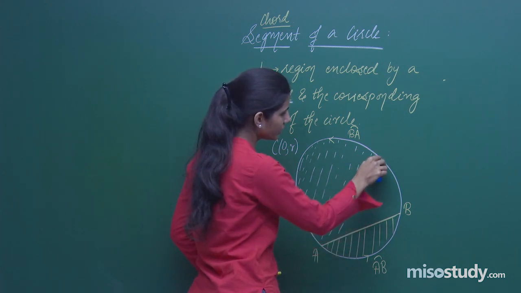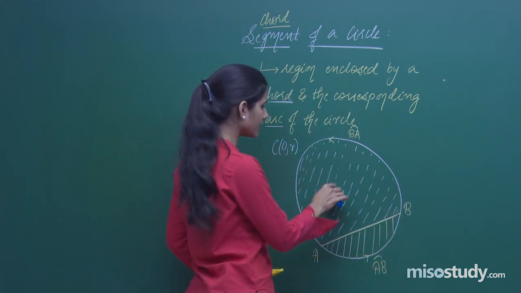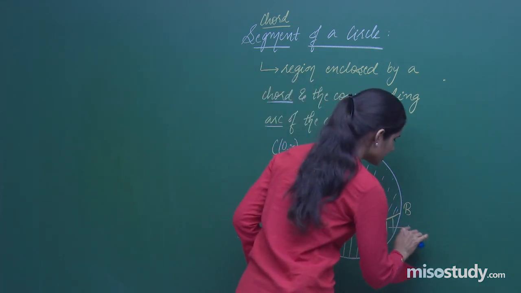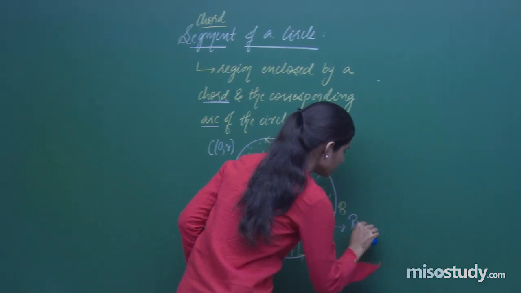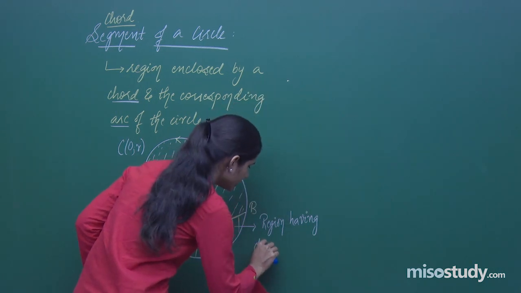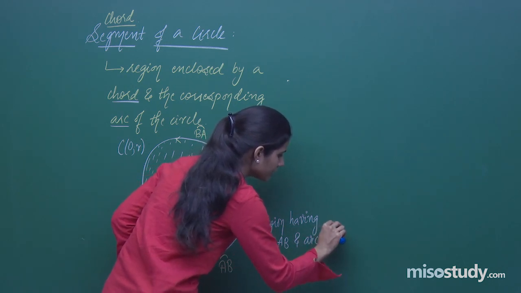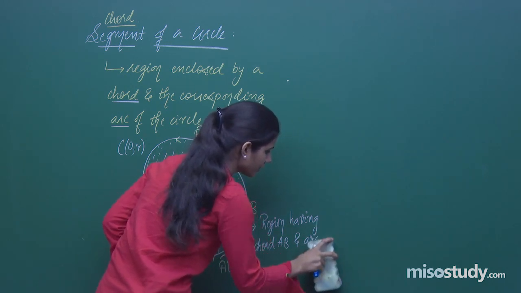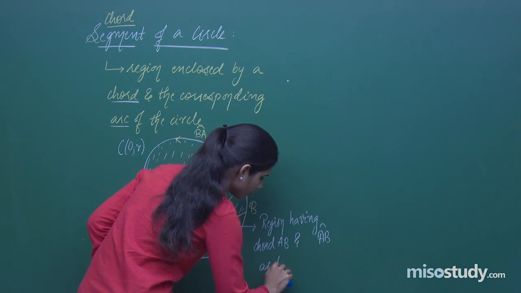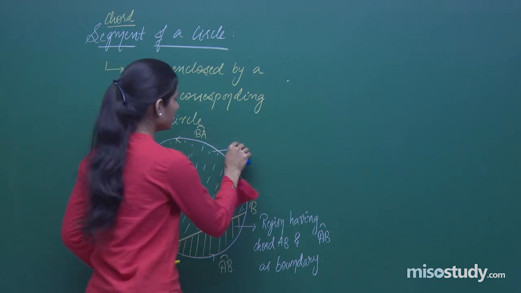That means just like corresponding to one arc, I was getting two sectors, similarly, corresponding to one chord, I am getting two segments. Obviously, you would have very nicely understood this is a region having chord AB and AB arc as boundary. I should not write arc if I am drawing that curve. Fine.